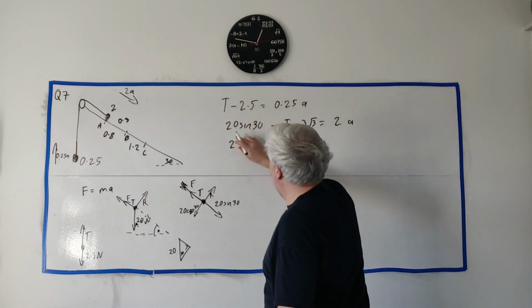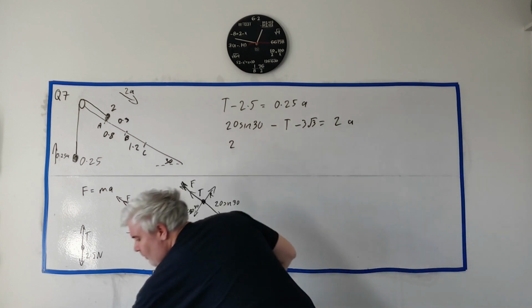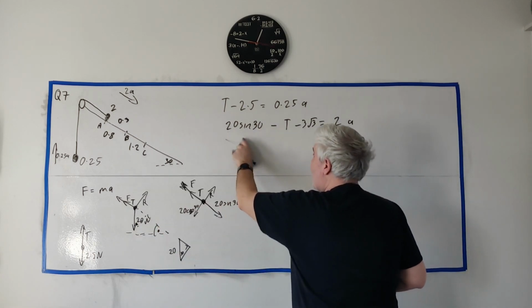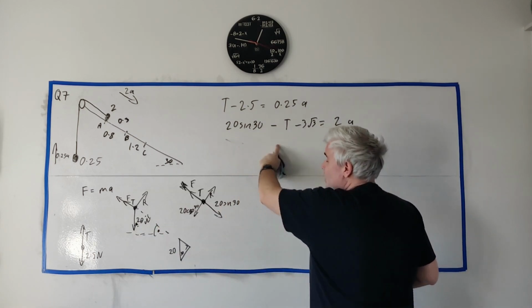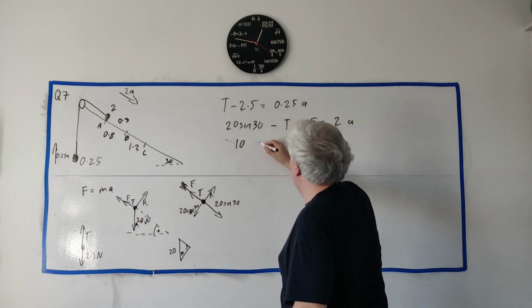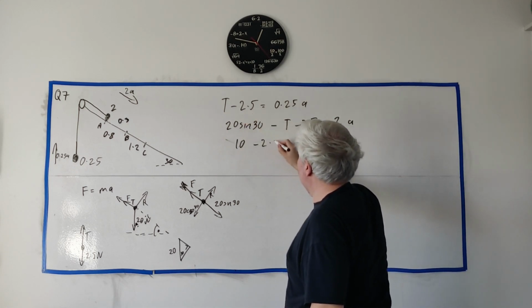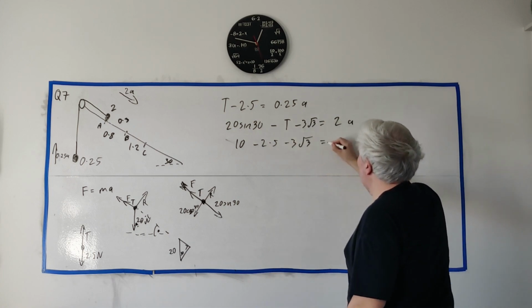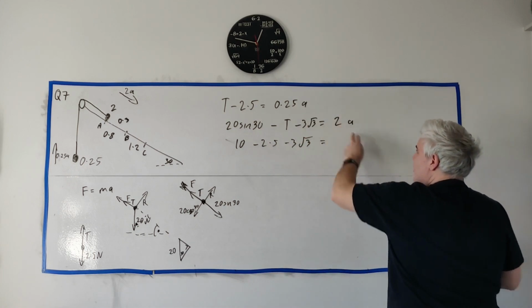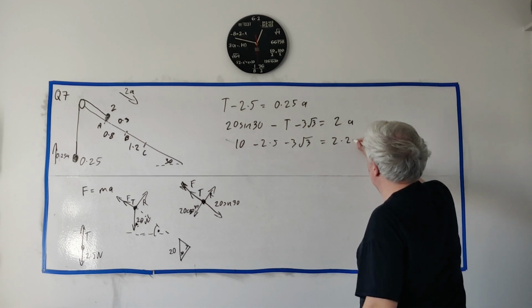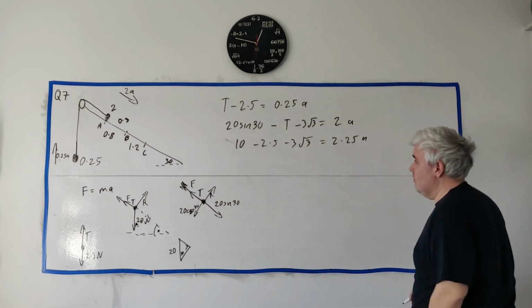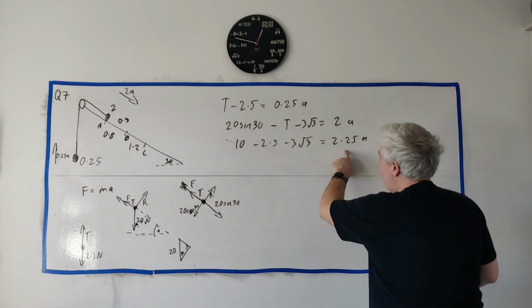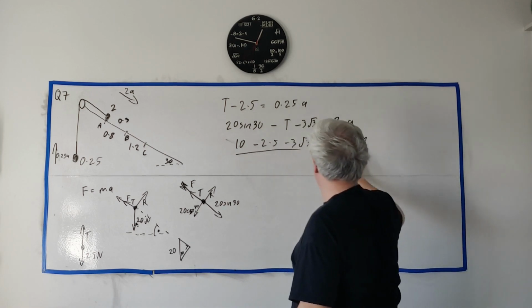So let's see, let's fix this now. Sine 30 is a half. Put this in a calculator. 20 sine 30, you'll get 10. Minus 2.5. And minus 3 square root of 3. The two right sides added would be 2.25 times a. Again, let's divide both sides by 2.25.